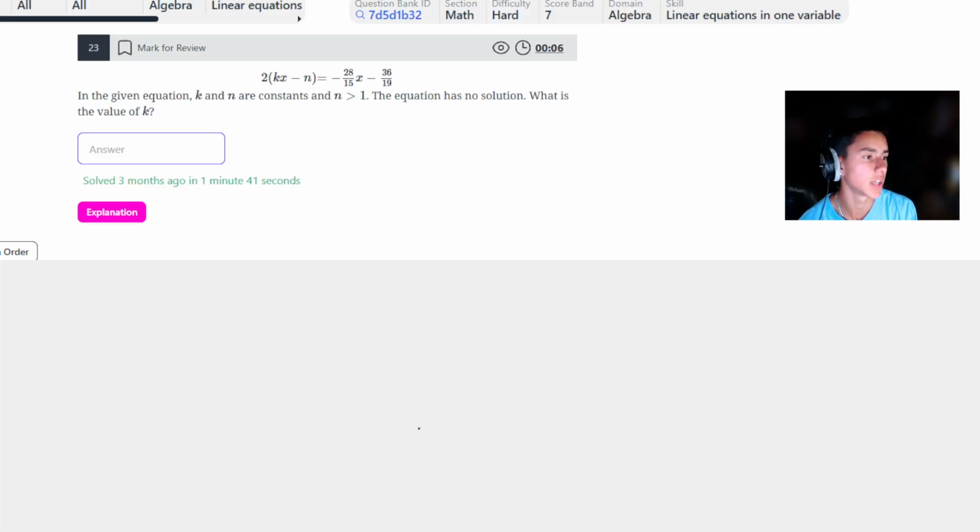In the given equation, k and n are constants, and n is greater than 1. The equation has no solution. What is the value of k? Alright, so no solution, same slope, different y-intercept. So if we distribute, 2kx minus 2n equals negative 28, 15x minus 36, 19.